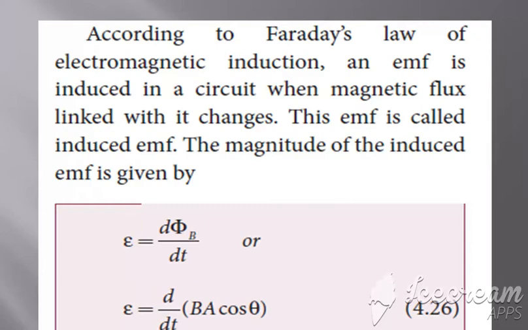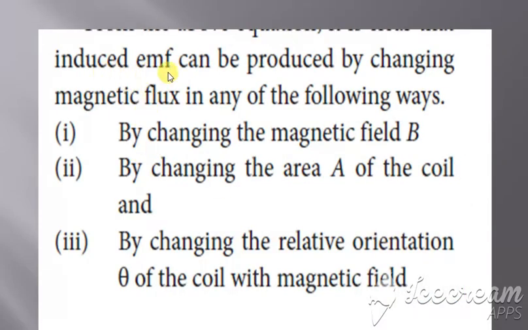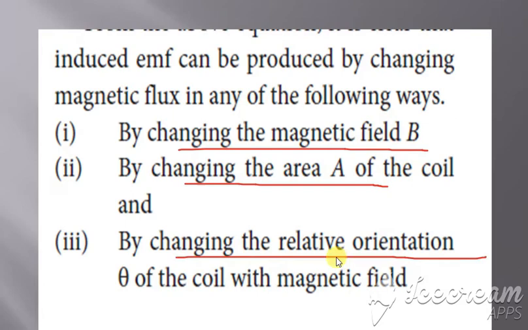Okay, so clear? That is what will be written in the next one. This induced EMF can be produced by changing the flux in any of these ways: by changing the magnetic field, by changing the area, and by changing the orientation of the coil with the magnetic field. Clear? These are the methods, and we are going to see them one by one separately.